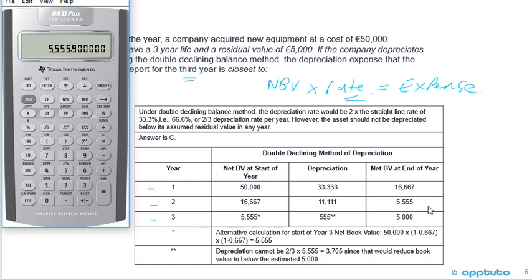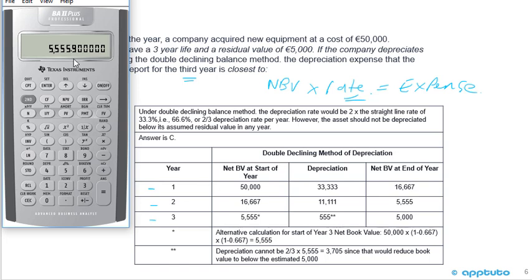5,555 at the end of the year too. So this is the key. You can see that there's a residual value of 5,000. So we know we don't have to really go any further than this. We know that's our beginning net book value at the beginning of the year, but we're not going to depreciate past the 5,000. So the depreciation expense must be 555, okay?